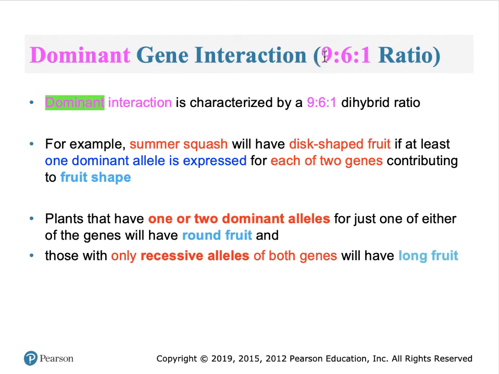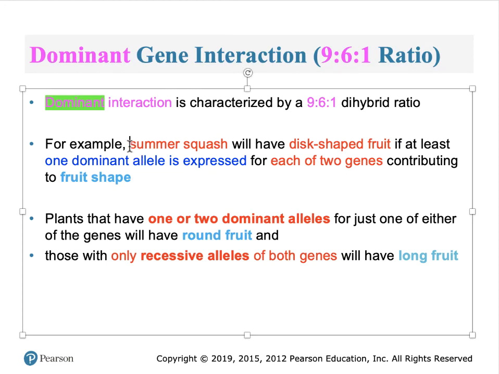The next category is dominant gene interaction. That produces a combined 6 in the middle, and you still get the 9:1 ratio on the extremes. So dominant interaction takes place because of the way that genes communicate with each other through their biochemical products.